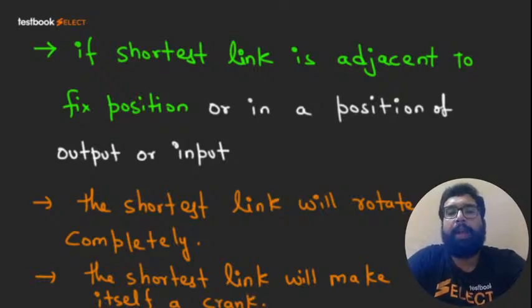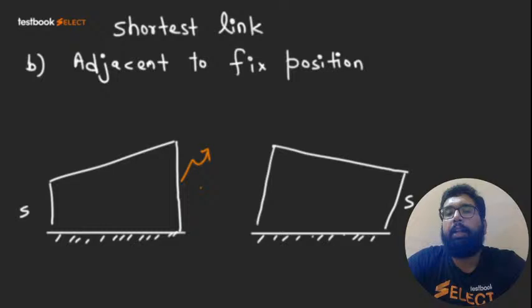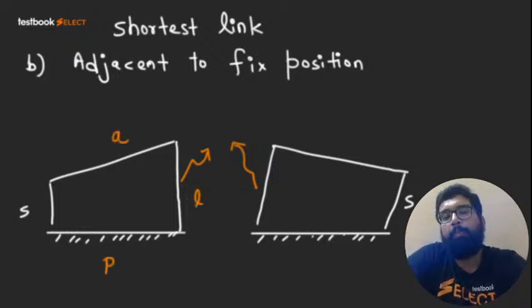Now, what I am trying to tell you, my dear, is that if the shortest link is in the position adjacent to the fixed link, it will make itself a crank. So these other links are not shortest, definitely. So let's say P is fixed, Q is here, L is here, or maybe L is fixed, Q is here, P is here.